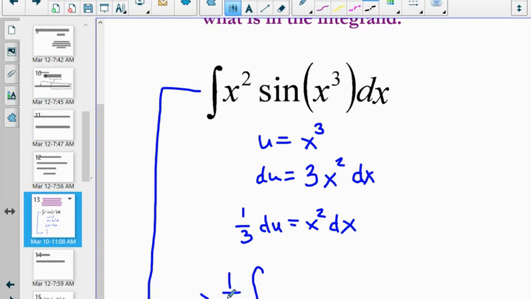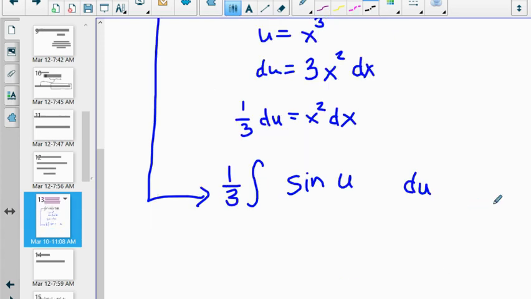I'm going to throw that 1/3 on the outside. You don't have to do that right away. If you want to have it in the integral, that's fine. I'm going to put that du way at the end. Of course, I would never put that du anywhere except at the end of the integral. That takes care of that part. All I have left is sine of x cubed. My substitution is that x cubed is equal to u. And so there we go.